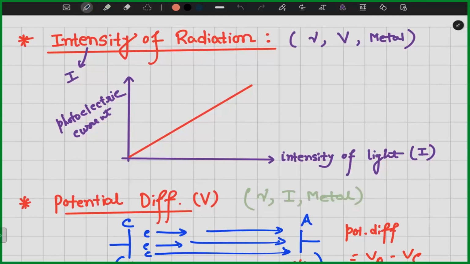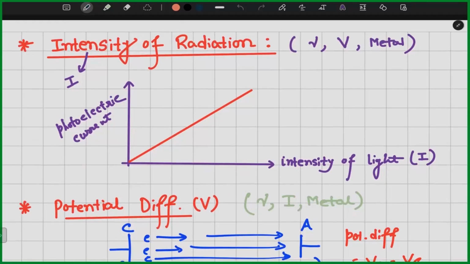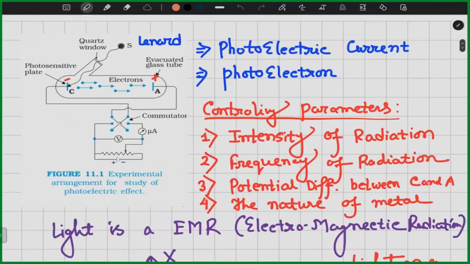If I recapitulate, this was our experimental setup. There is the C plate and the A plate, with a potential difference between these two metal plates. Light from a source S is irradiated on the C plate, and as a consequence, some electrons are emitted from plate C and reach plate A. Due to that flow of electrons, we obtain a current called the photoelectric current, and those electrons are called photoelectrons.